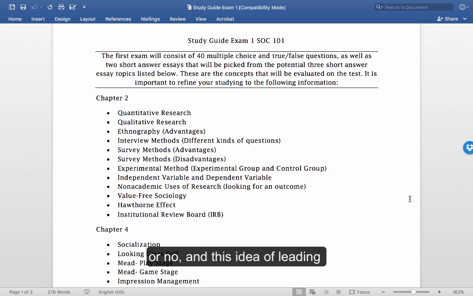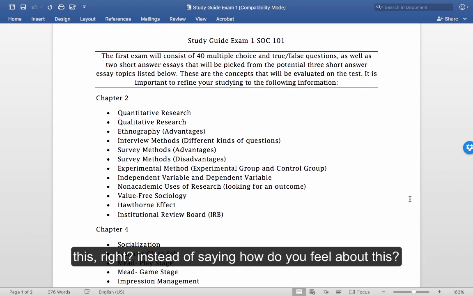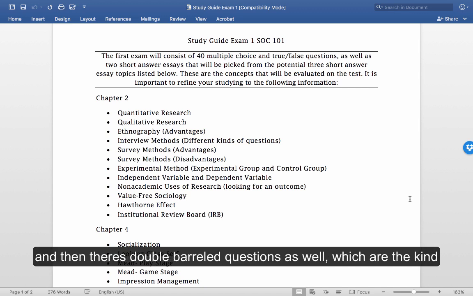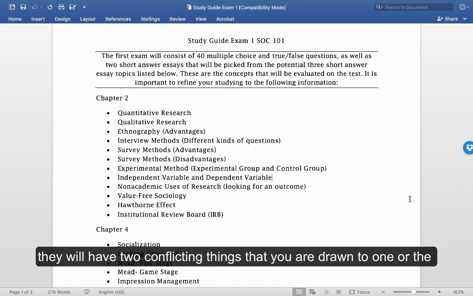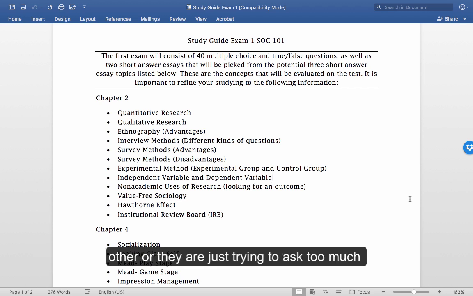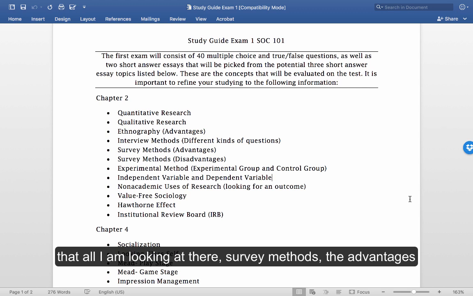And this idea of leading questions where you're kind of trying to pull someone to a specific answer. So saying things like, you always do this, right? Instead of saying like, how do you feel about this? And then there's double-barreled questions as well, which are the kind where they're trying to ask more than one thing with one question. So often they'll have two conflicting things, so you are kind of drawn to answer one way or the other. Or they're just trying to ask too much in one question, right? So really just what those questions are, the different kinds. That's all I'm looking at there.